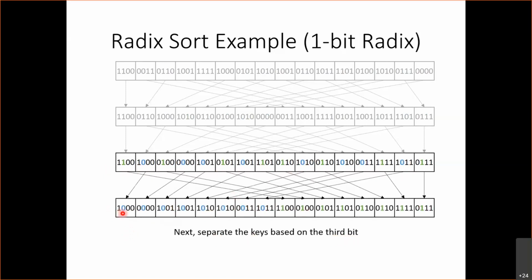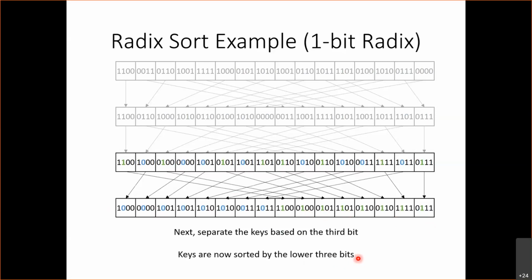So here we have 000, then we have 001, then the 010s together, then the 011s together, then the 100s together, the 101s together, etc. Okay, so the keys are now sorted by the lower three bits. And the last step is to sort them by the last bit.